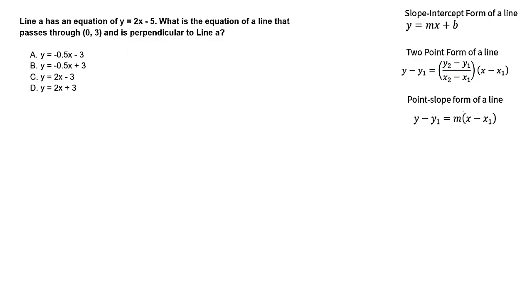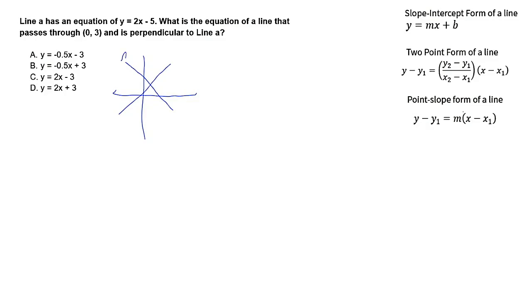Line A has an equation of y = 2x - 5. What is the equation of a line that passes through point (0, 3) and is perpendicular to line A? Let's talk about what it means for a line to be perpendicular. If we were to graph our x and y axis out here, and let's say we had a line that looked like this, a perpendicular line would run this way. So we're not looking for something that shares the same slope. We're looking for something that has a negative reciprocal slope.